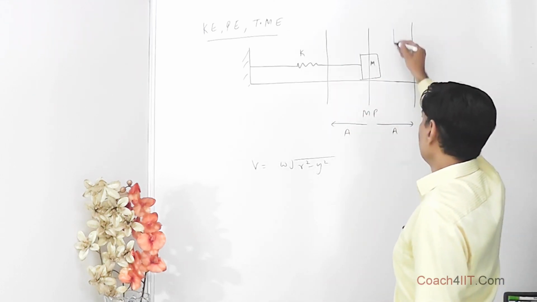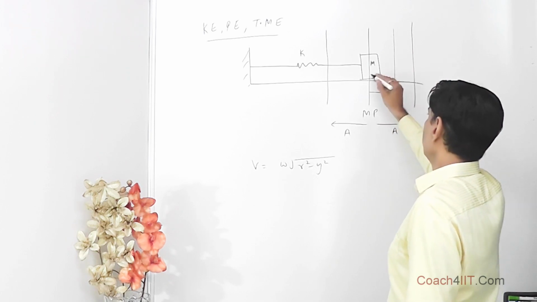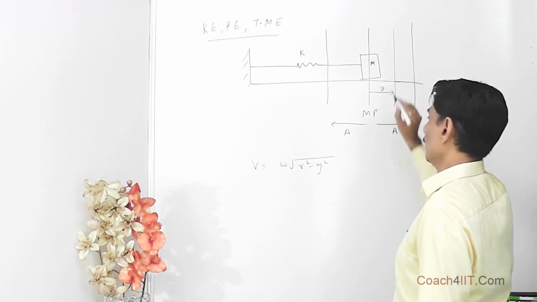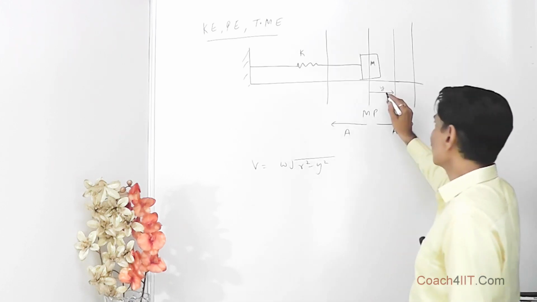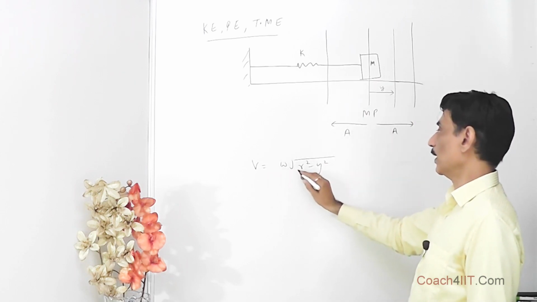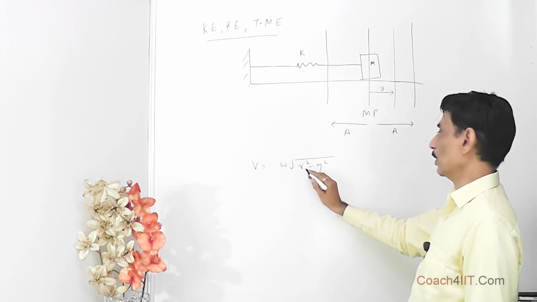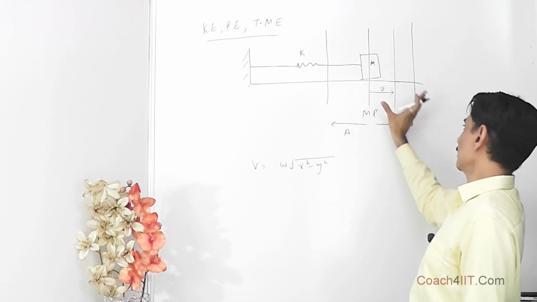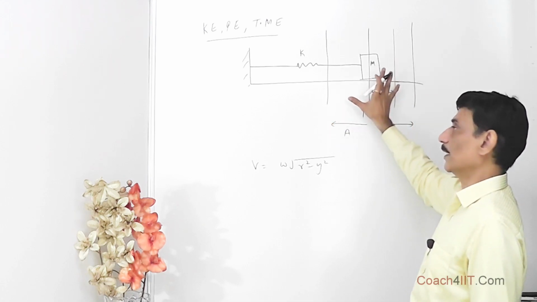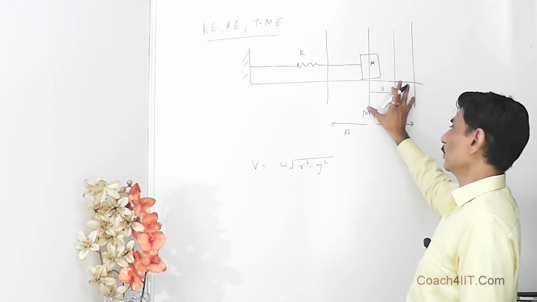Let's say at any time t, its displacement from the mean position is y. So this is the mean position, and its displacement from the mean position is, suppose, y. At this instant, what is its velocity? The velocity is given by v equal to omega root of r square minus y square, where r is the amplitude. That is, this much is the amplitude.